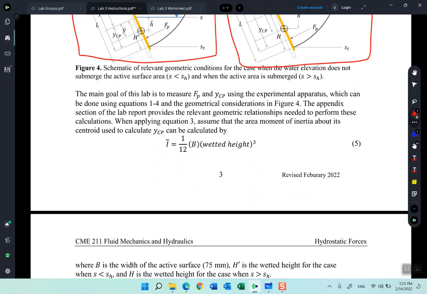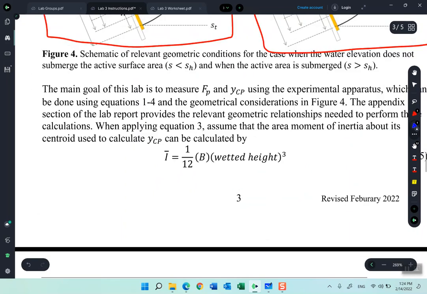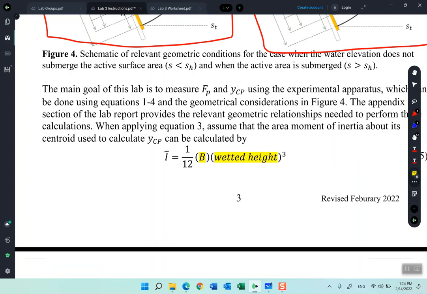So do you remember I bar? Do you remember the moment of inertia? The moment of inertia of a rectangular section is very easy. It is 1 over 12 multiplied by the width of this rectangular section and the height to the power 3. Nice. So I have a question here. What will be the units of I bar? What will be the units of the moment of inertia?